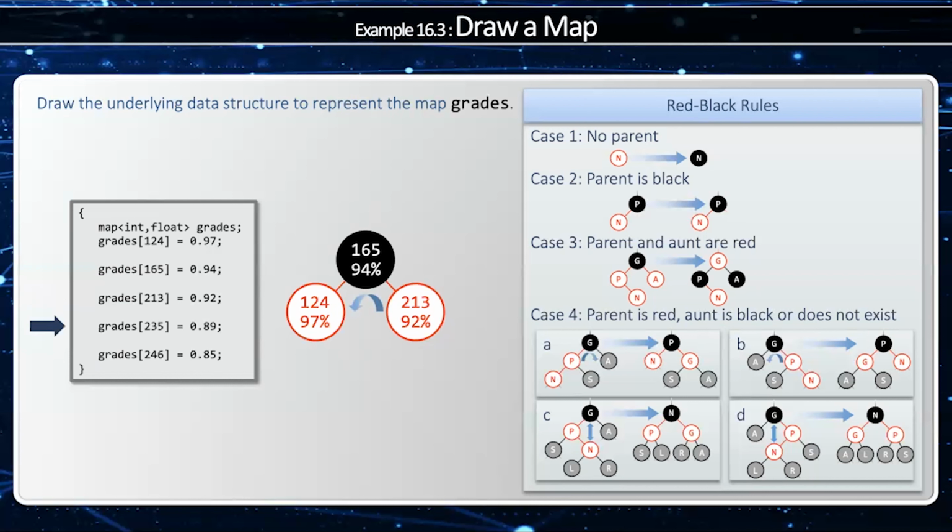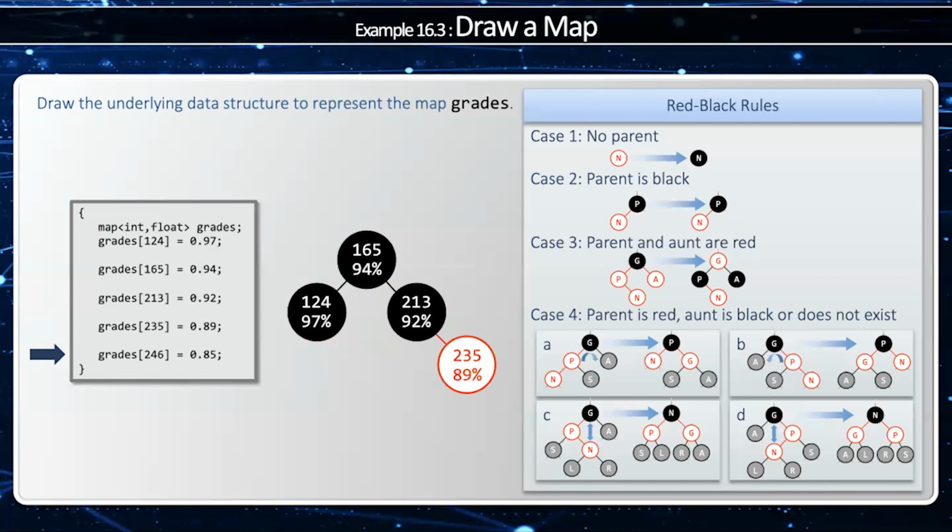Next, I'm going to add the key value pair of 235 and 89%. 235 is greater than 165, so it goes to the right. It's greater than 213, so it goes to the right. So now I'm going to add it to the right of 213. Once again, I'm going to have 2 red nodes in a row, and that's not going to work. So I'm going to have to activate case 3, where my parent, 213, and my aunt, 124, are both red, and I'm going to swap them to black.